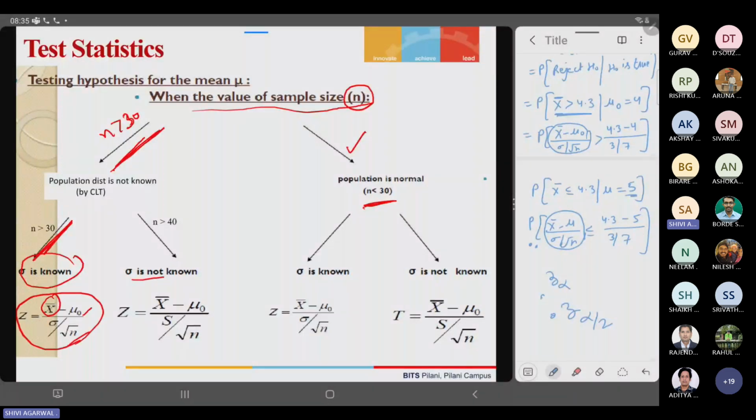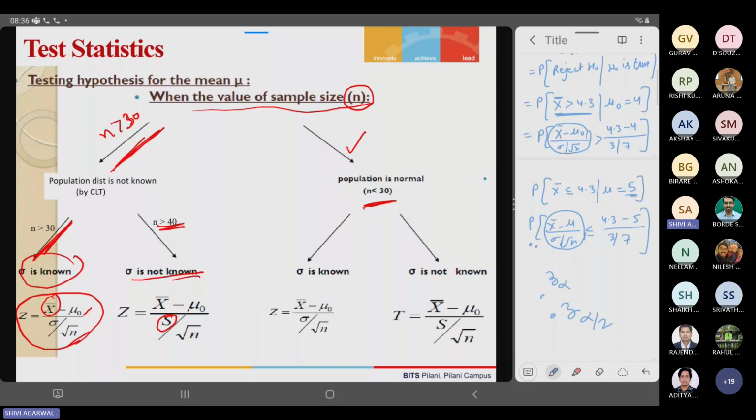But if sigma is not known, we use the same thing because we can apply the central limit theorem. But at that time, we say n should be greater than 40 because sigma is not known. So instead of sigma, we are using S here. So (x bar minus mu naught) upon (s upon root n) is our test statistic. We know x bar, we know s, we know n, and we know mu naught, which comes from the H naught. We use this concept and can find the value of the test statistic.